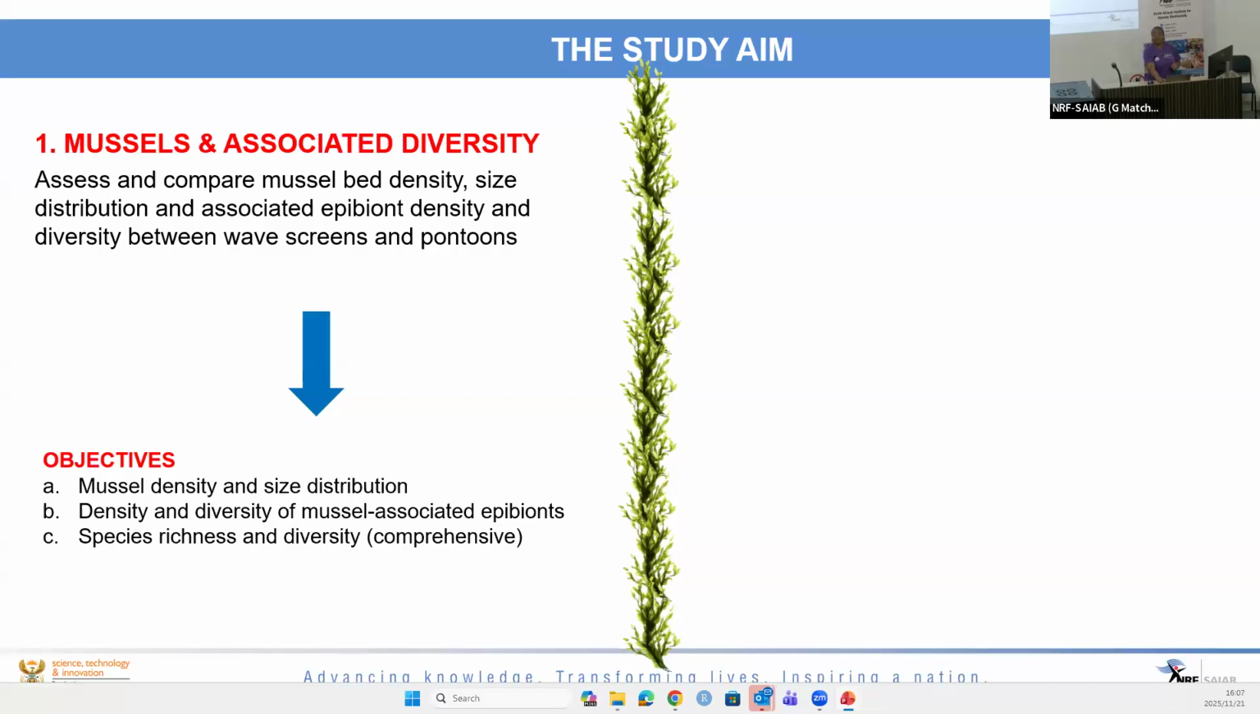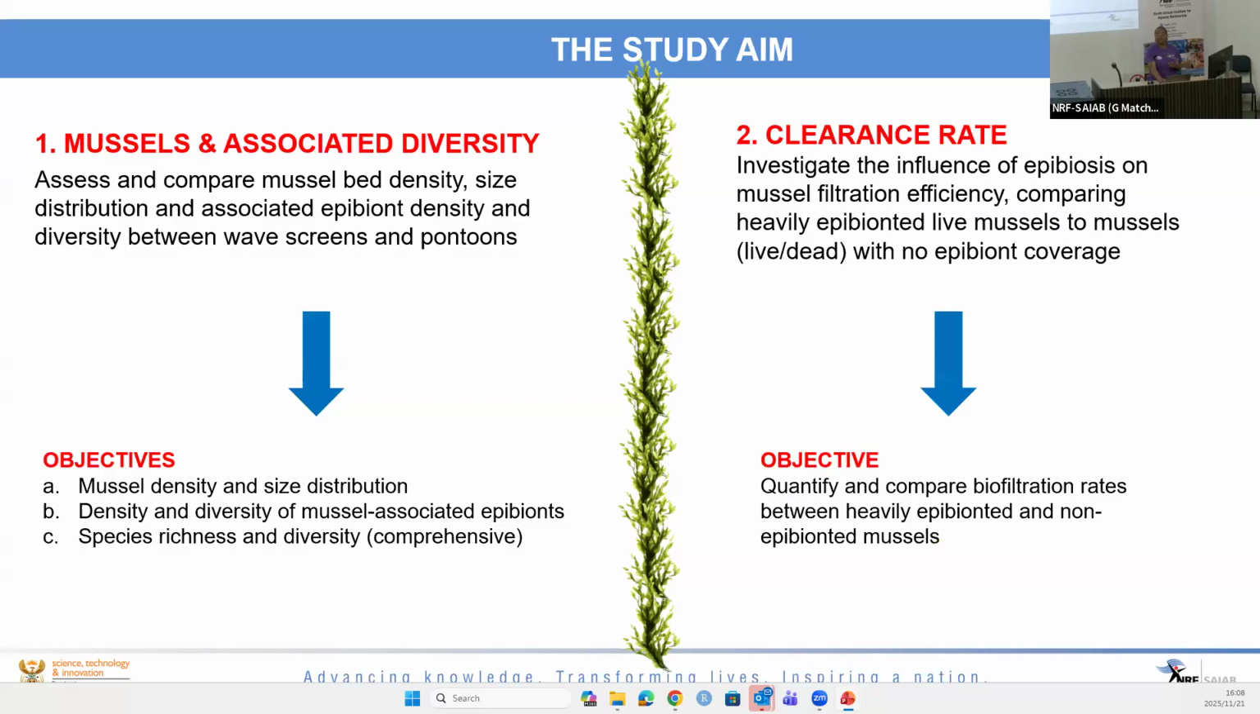Firstly, I wanted to look at the overall density of mussels within pontoons and wave screens. I also wanted to look at the size distribution of these mussels, as well as the biodiversity of species that are associated with these different environments. And secondly, I wanted to look at clearance rates in terms of water quality, looking at how mussels with epibionts filter water compared to mussels without epibionts.